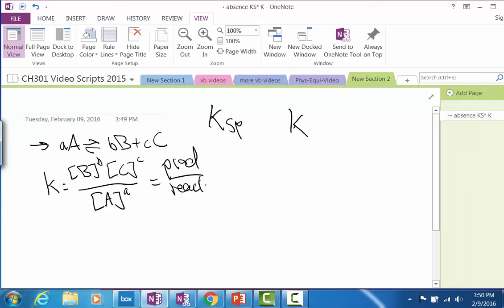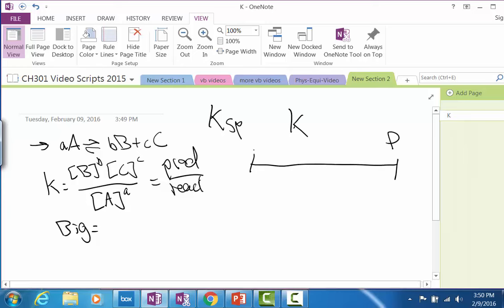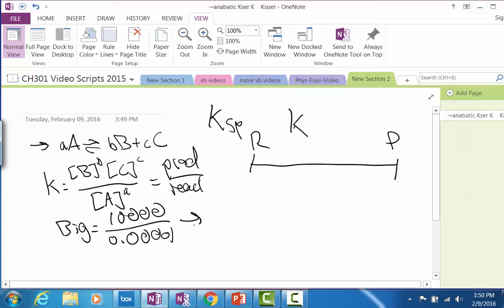If it goes all the way and makes all product and consumes all of the reactants, then this number is going to be really, really big, right? Because if it's really, really big, products over reactants, then that means we have a lot of products and almost no reactants left, which means it's going to be quite a large number.